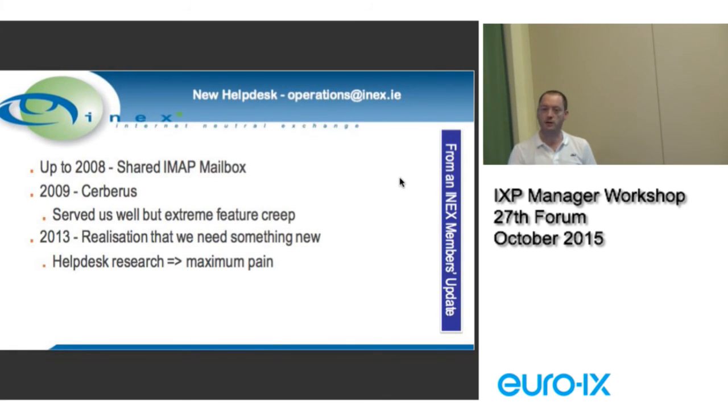These slides are from a members presentation a couple of months back. Up till 2008 we had a shared IMAP mailbox, and what invariably happened was a request would come in from a member and suddenly two replies would go out because myself and Nick handled it at the exact same time. That happened more often than you think. In 2009 we switched to a help desk system which we hosted locally. It served us well over the years, but it was extremely feature-heavy. It was a help desk that became 50 other things as well, and it just wasn't really comfortable to use anymore.